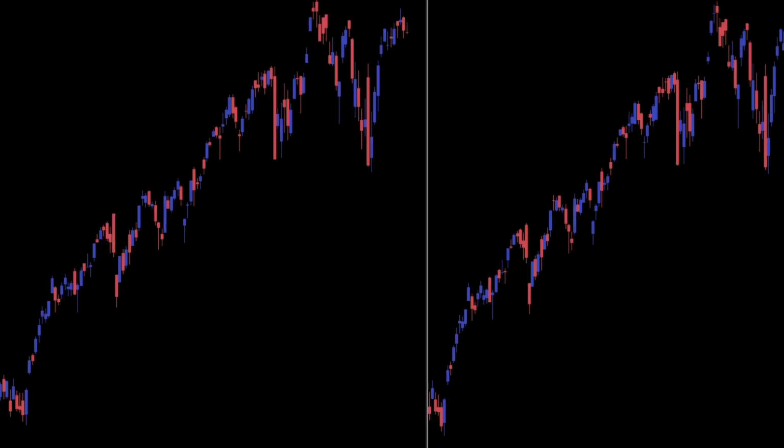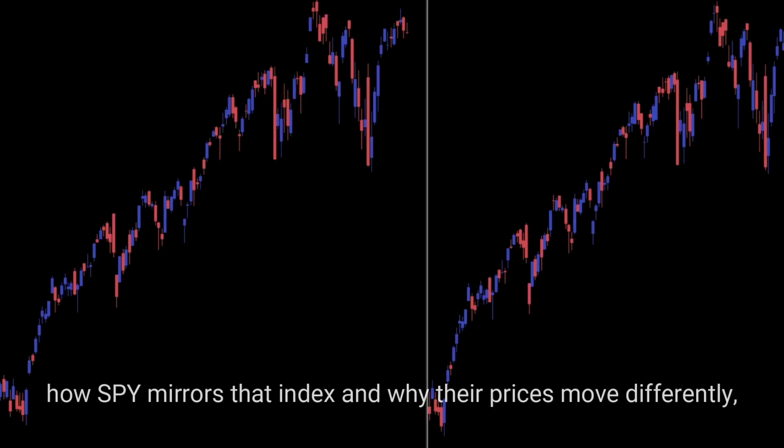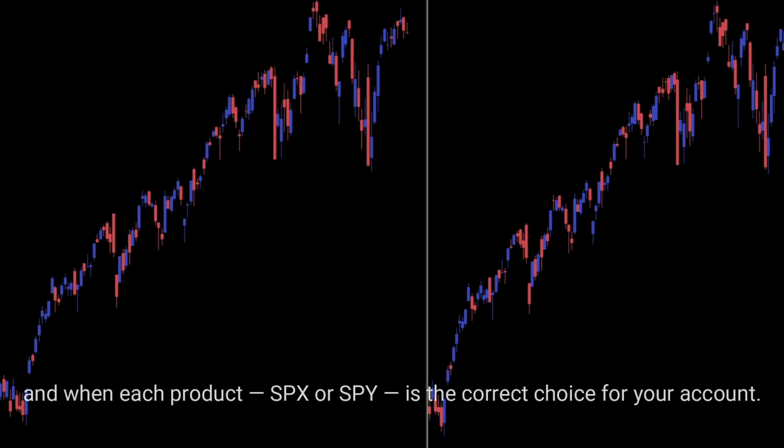incorrect hedges. Here's what we're going to break down: what SPX actually is and how it's constructed, how SPY mirrors that index and why the prices move differently, the mechanics that create tracking precision and the frictions that break it, and when each product, SPX or SPY, is the correct choice for your account.